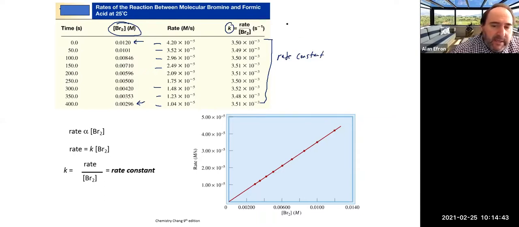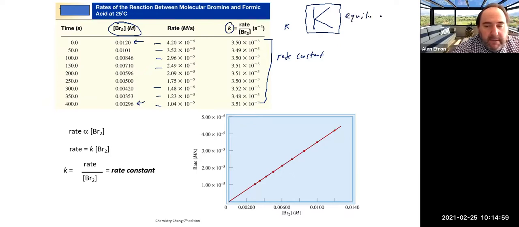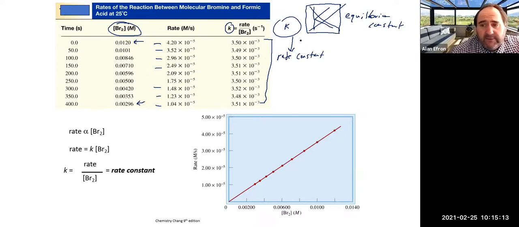Now, that is lowercase k, and I'll draw it really small, not to be confused with what we'll talk about mainly for the rest of the semester: capital K. Capital K is the equilibrium constant, and that is not what we're talking about here. We're talking about little k, the rate constant, which deals with how fast or slow a particular reaction is proceeding.